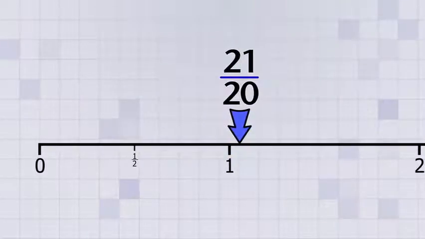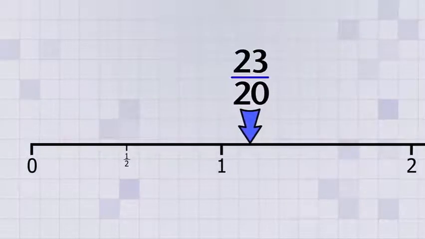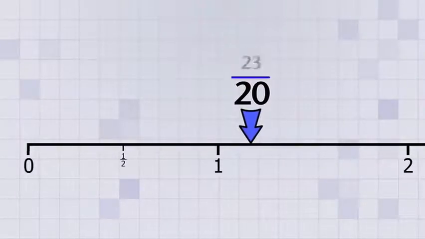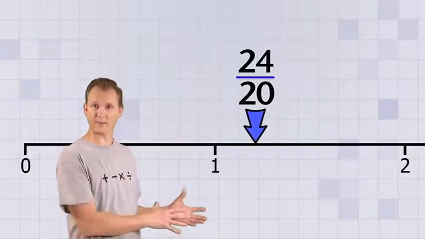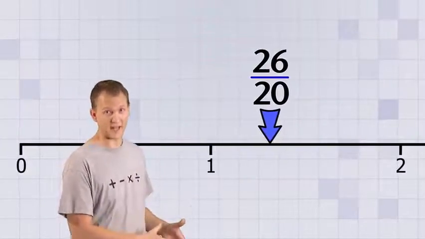There, we've passed 1 now, but we're still going, and our top number is now bigger than our bottom number, which means we have an improper fraction. You can see that the bigger the top number gets, the bigger the value of the fraction. And we could keep on going forever, but that might take all day.